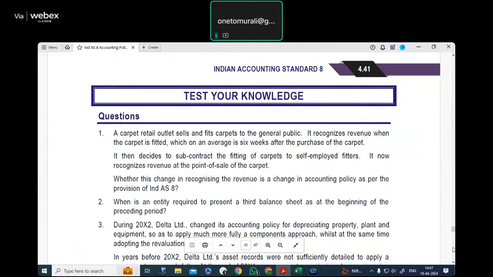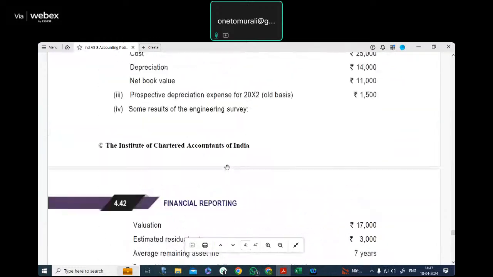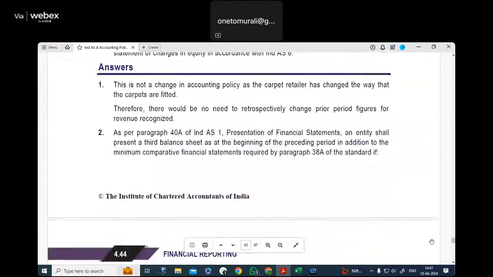So let us see how the institute has developed this solution. This is not a change in accounting policy, as the carpet retailer has only changed the way that the carpet is fitted. Therefore, there should be no need to retrospectively change prior period figures for revenue recognized. So it is not a change in accounting policy. It is only a change of style of business. Instead of doing it on your own, you have done it through somebody else. So it is only doing the business in a different way.